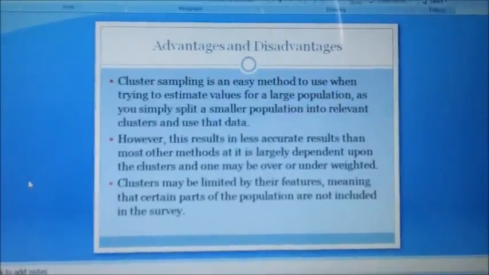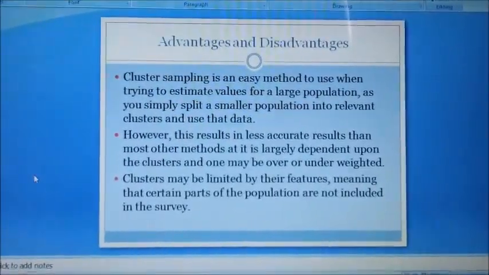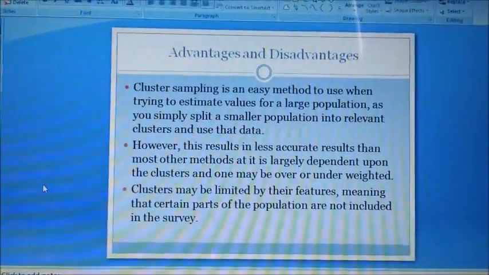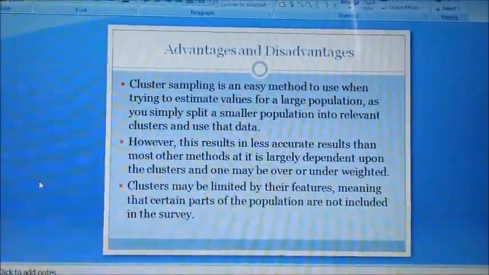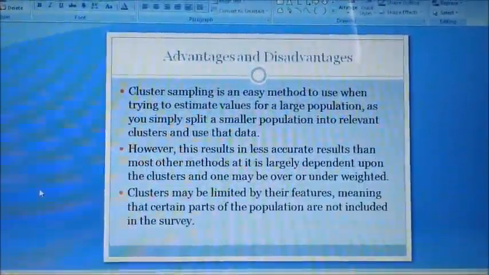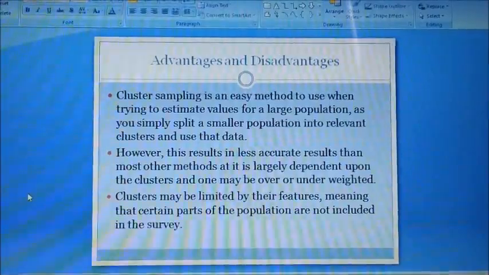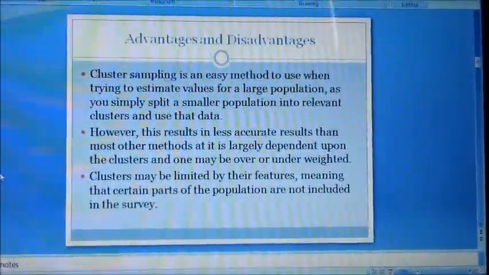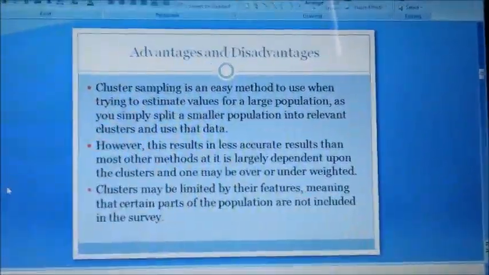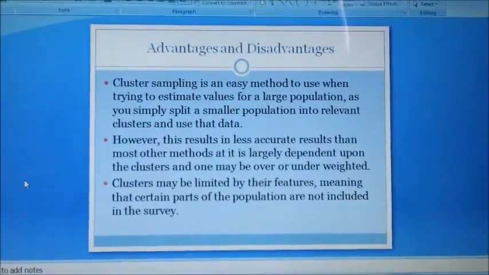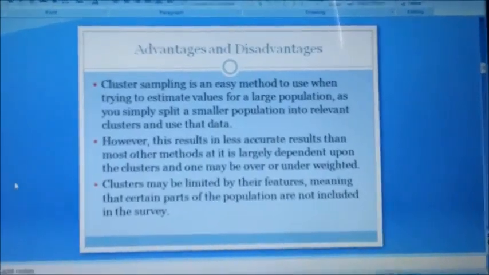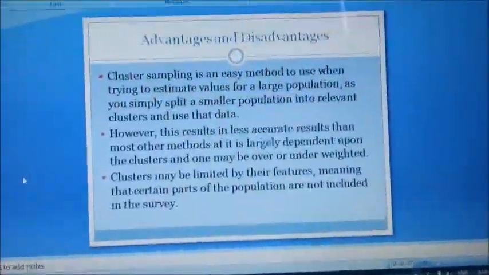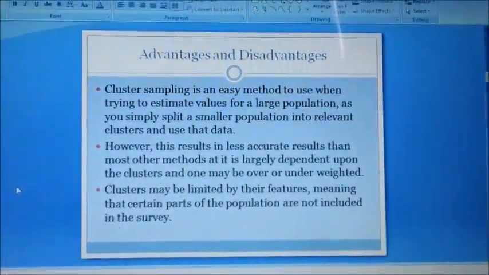So there are advantages and disadvantages of cluster sampling. Cluster sampling is an easy method to use when trying to estimate values for a large population, because you can simply split a smaller population into the relevant clusters and then use that data to estimate your overall population values. However, this results in less accurate results than most other methods because it's largely dependent upon the clusters, and the surveyor may over or underweight one particular cluster, which would lead to skewed results.